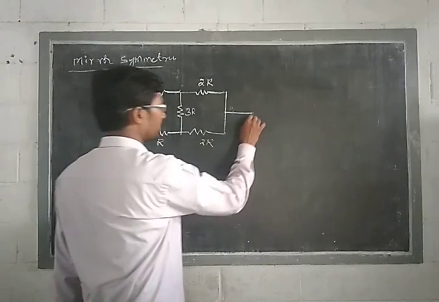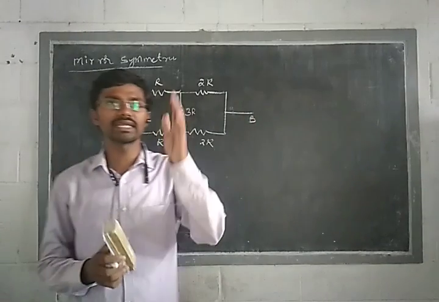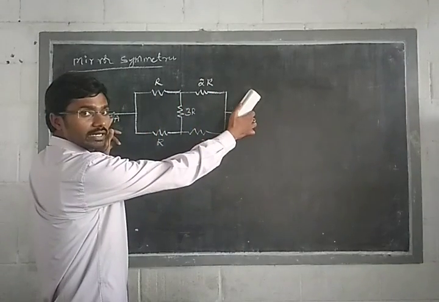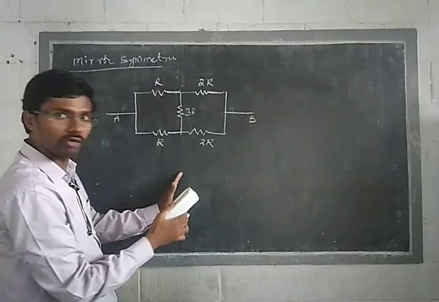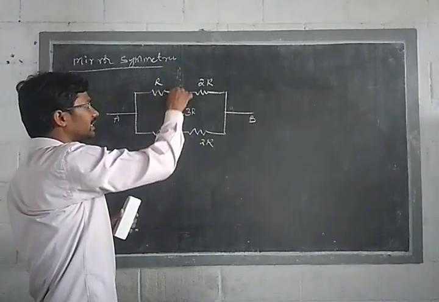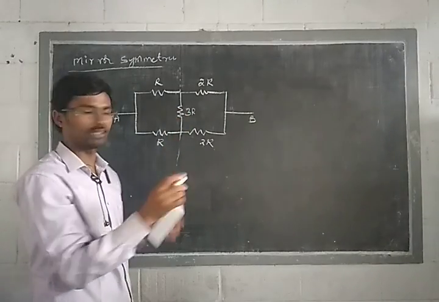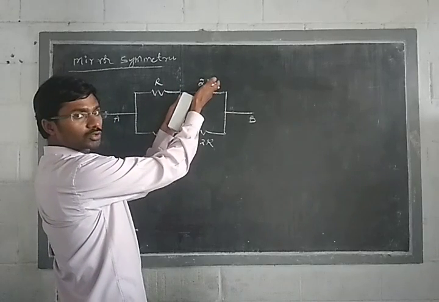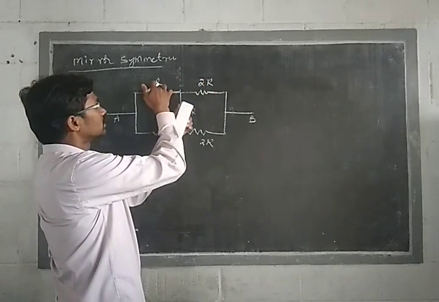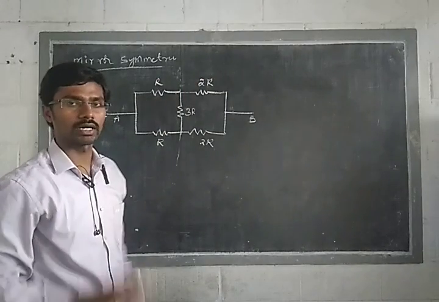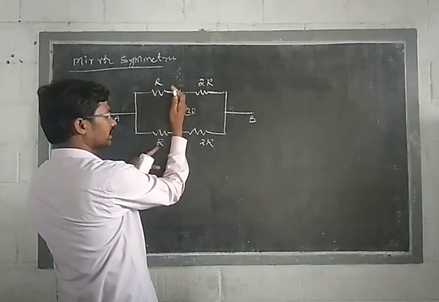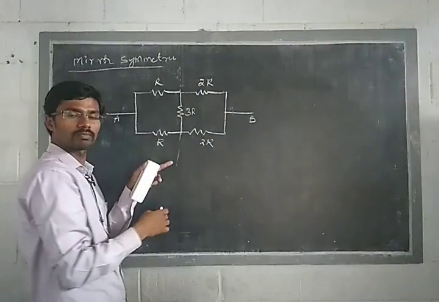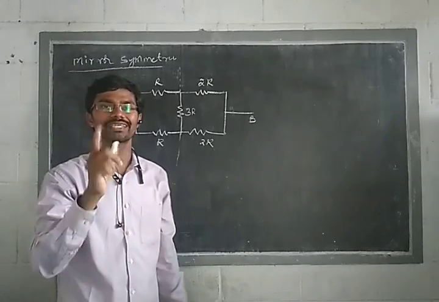Now A and B. Remember, mirror symmetry means you have to divide the circuit, in between the points where you need to find the resultant resistance, exactly into half. Are you clear? Now if you divide into half, is it mirror symmetry? Look at this one. If you have taken a mirror, here we have R, then is this the image of R? We have 2R, that means this is not the image of R. Are you clear, students? Similarly, even if you have taken this R, is 2R the image of R? No. So it is not a mirror symmetry.